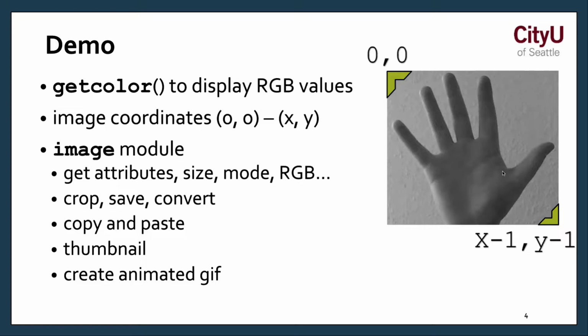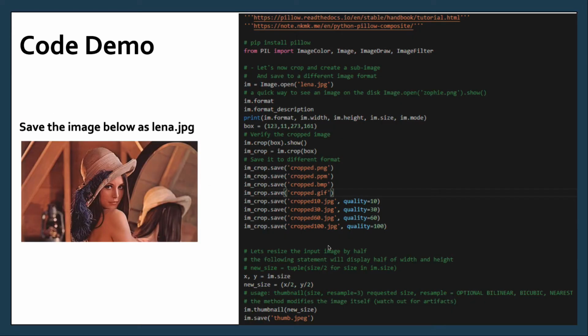So we have the get color, so it would display your RGB values. You also have the image coordinate. Think of your algebra Cartesian plane, with the x-axis and y-axis. And in the image module, you get a lot of methods where you can get the attributes: size, mode, RGB. You can do some image processing with crop, save, convert. You can copy, paste, create a thumbnail, and create an animated GIF.